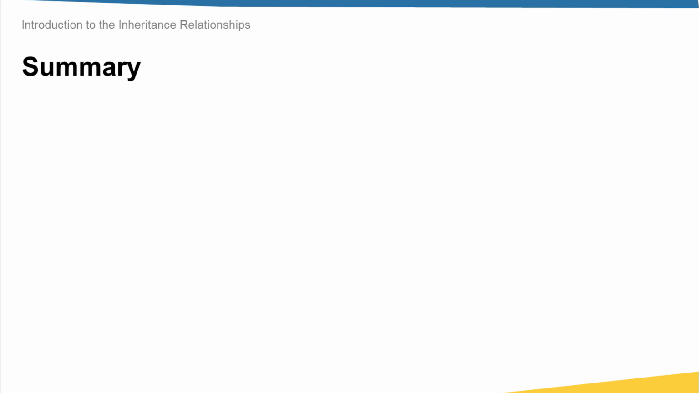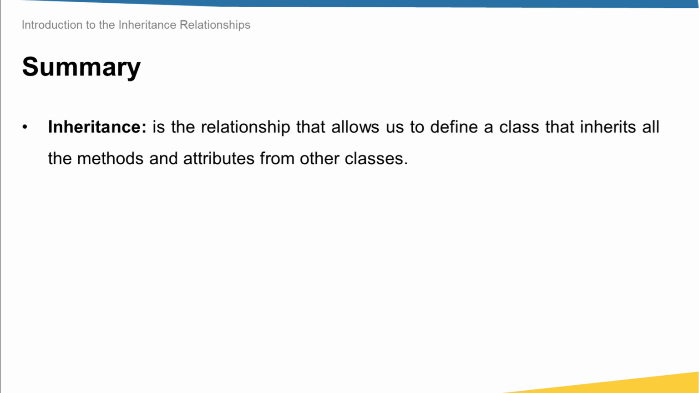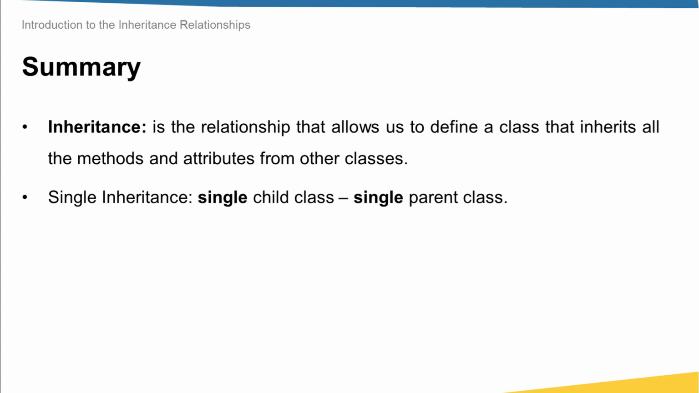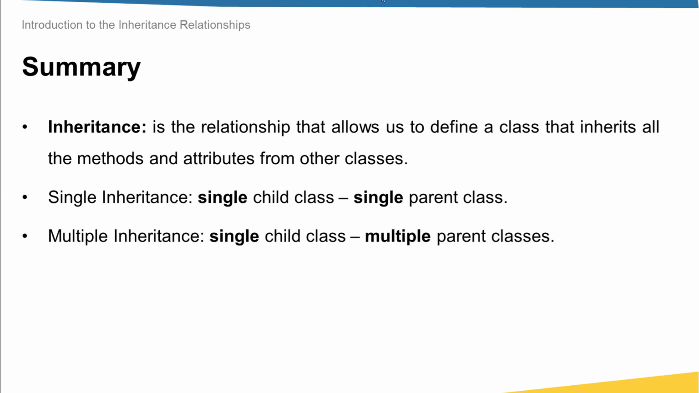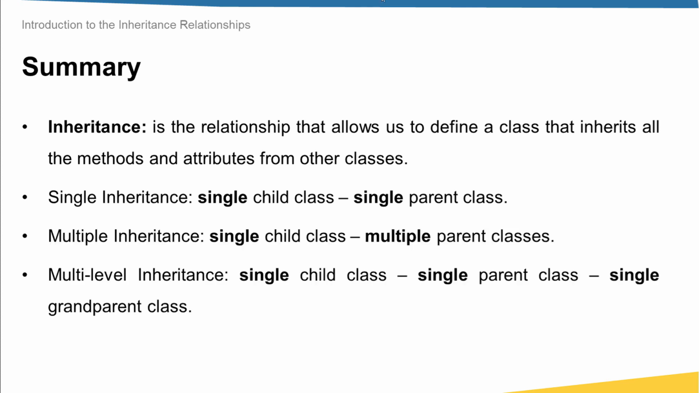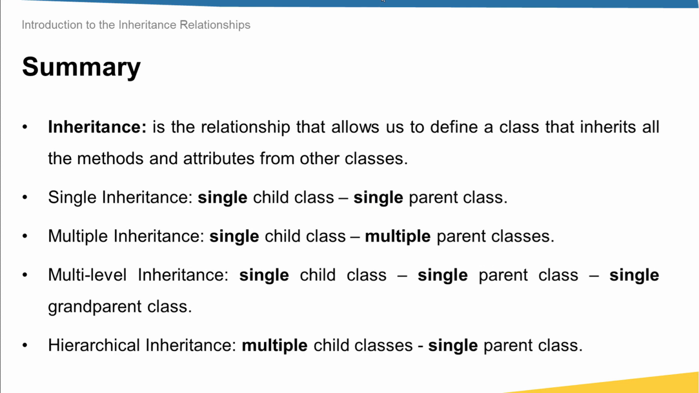Now let's summarize quickly what we have learned. First of all, the inheritance relationship has been defined, and we saw it's a relationship that allows us to define a class that inherits all the methods and attributes from other classes. And we saw that from this relationship we have 4 types. The first one is single inheritance, the second one is multiple inheritance, the third one is multi-level inheritance, and the last one is hierarchical inheritance. And the differences between these types depend on the number of child classes and the number of parent classes.